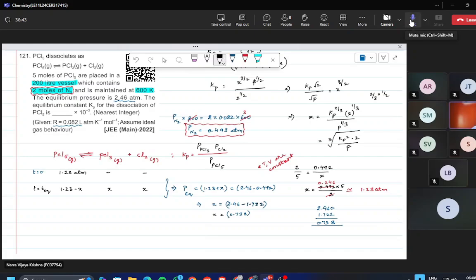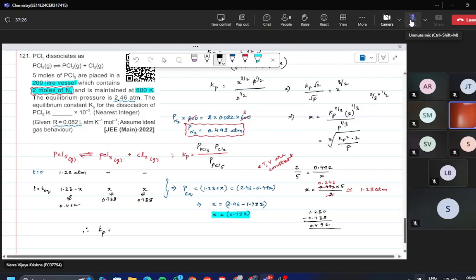Right. So x value is 0.738. Means what is this value? 0.738. And what about this value? 1.23 minus 0.738. 1.230 minus 0.738. 10 minus 8, 2. 12 minus 3, 9. 0.492. Now tell me what is Kp?